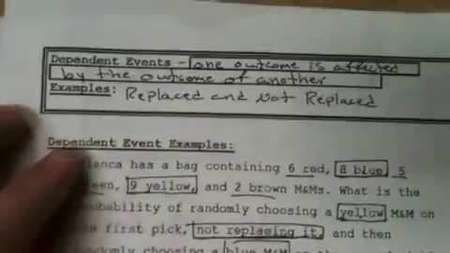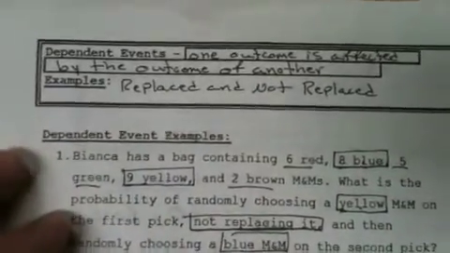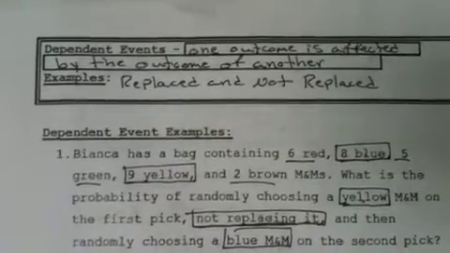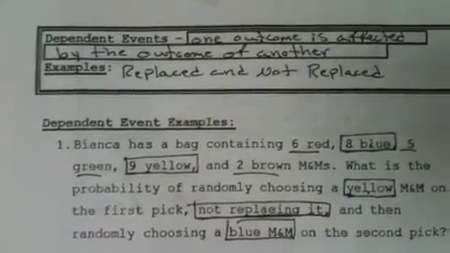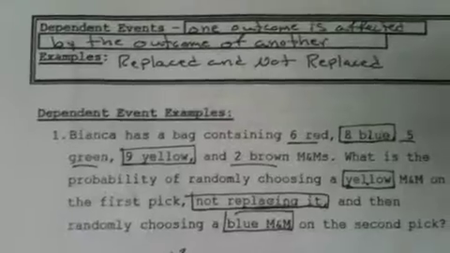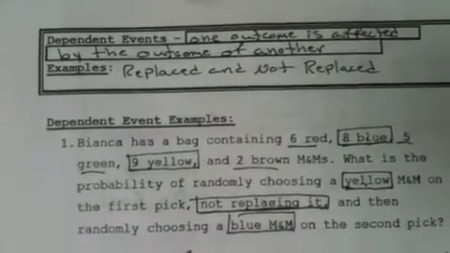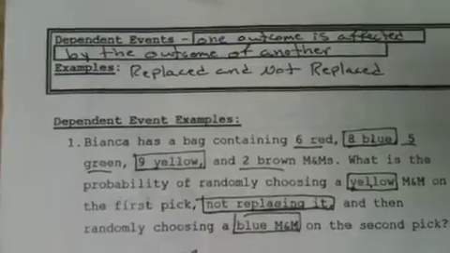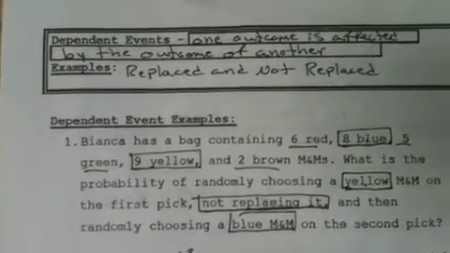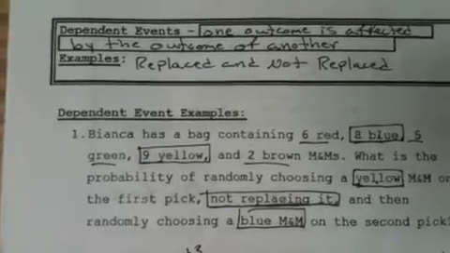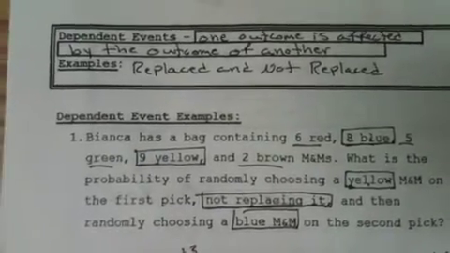Now, the second type of event is a dependent event. Obviously, if independent, one does not affect the other. Dependent means one outcome is affected by the outcome of another. What we're looking for in these types of problems are the words replaced and not replaced.